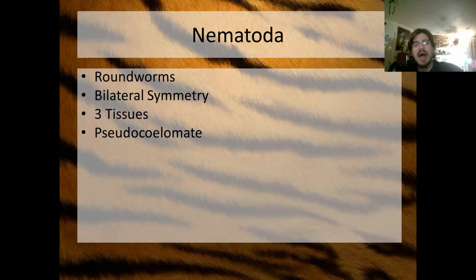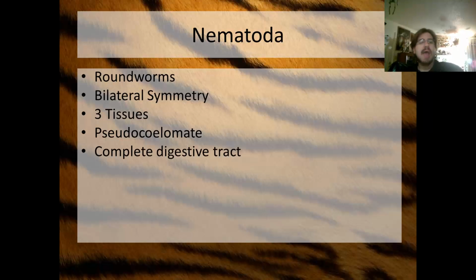pseudocoelomate. Unlike annelids, which will have the connective tissue on all the organs in their hollow cavity, the coelom, nematodes do not have connective tissue on those organs. It's a pseudocoelom. The connective tissue is around the sort of wall of the body cavity, but there's no connective tissue on the organs. Connective tissue on the organs means you're a coelomate. Connective tissue not on the organs means you're a pseudocoelomate. And of course, not having a body cavity means you're a acoelomate. So, a little bit of review there for you.